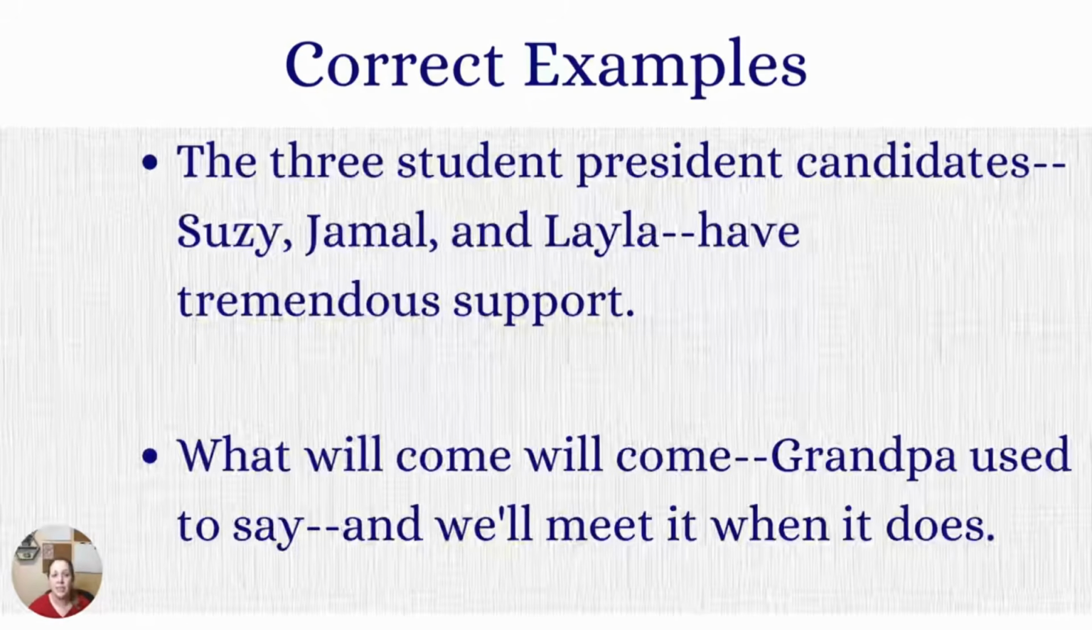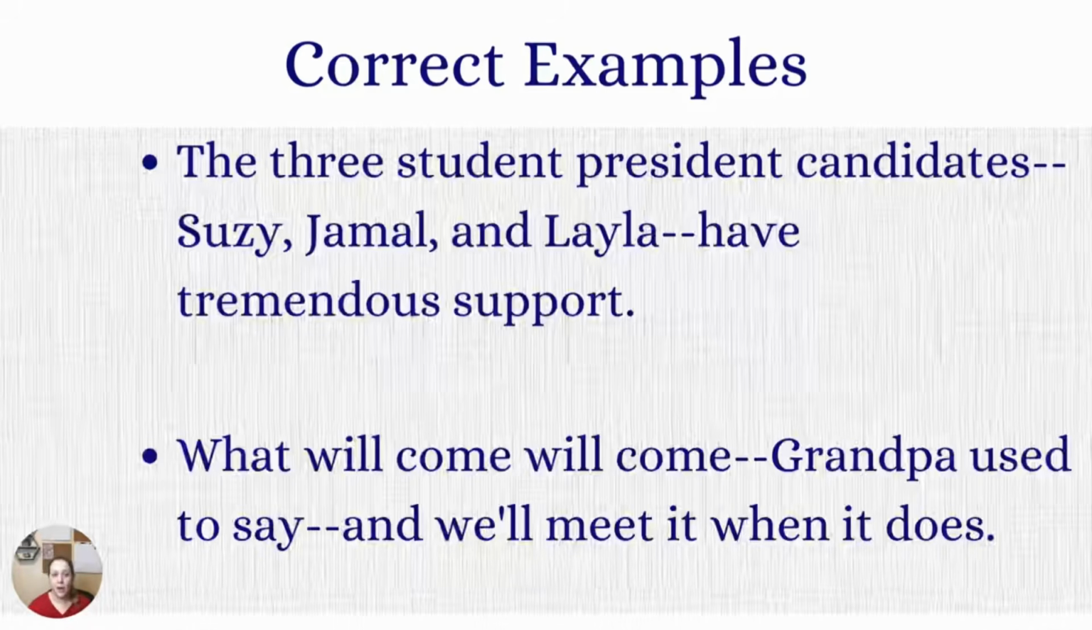Something else to keep in mind is that if we omit what's between the dashes, the sentence needs to make sense. So if we did that, it would just say, the three student president candidates have tremendous support. So in this case, the dashes are being used correctly. We're interrupting our subject and our verb by putting in the names of the candidates. That's why we need the dashes.